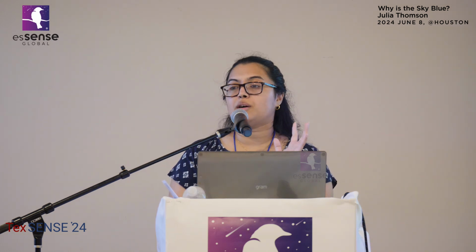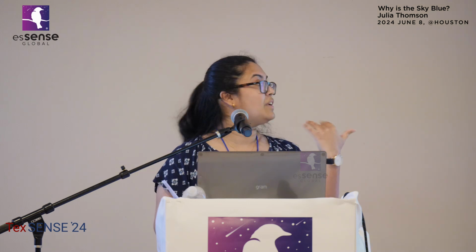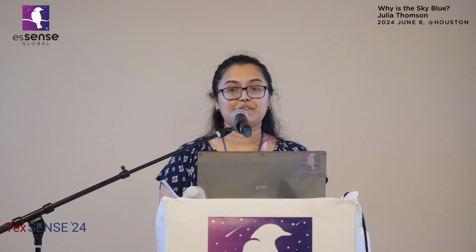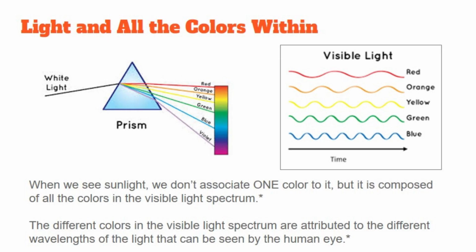Before we talk about the scattering and the color and why the sky is blue, let's have a little refresher on light. This is everything we have probably encountered in middle school science class, but let's just do a little refresher. So light, when we see sunlight, we don't associate one color to it. It is composed of all the colors in the visible spectrum, which is why when you pass light through a prism, it can refract to show the different colors in the rainbow.